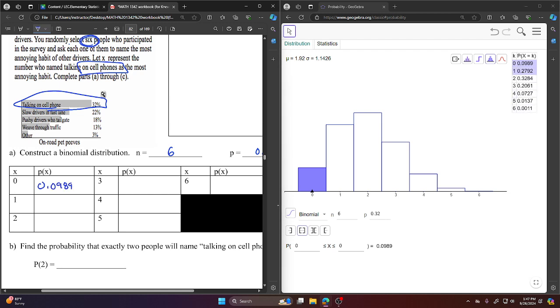What's the probability that only one of them would say, yeah, that's not cool? So 0.2792. What's the probability of 2? Out of these 6, we have 6 people we're asking. What's the probability of just 2 of them saying that they don't like cell phones would be these guys.